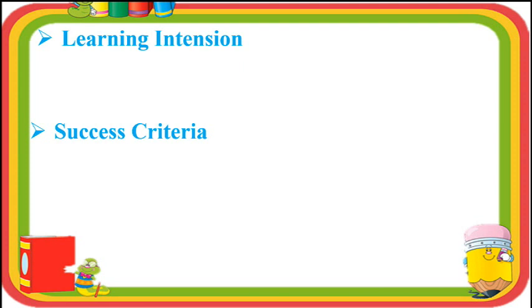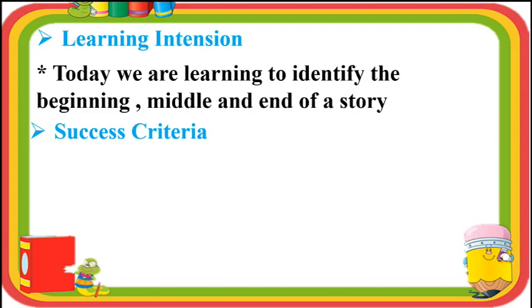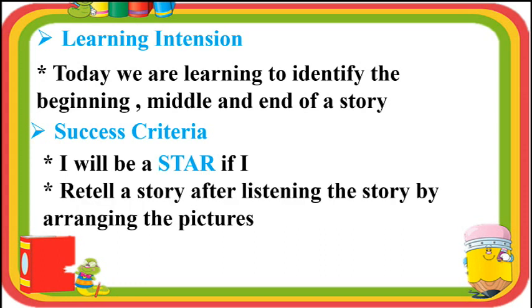Now, I'm going to share today's learning intention and success criteria. Today, we are learning to identify the beginning, middle, and the end of a story. Today's success criteria is I will be a star if I retell a story after listening to the story by arranging the pictures.